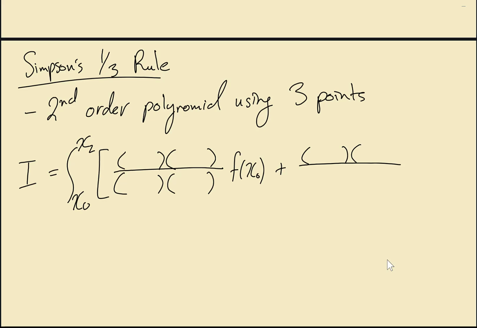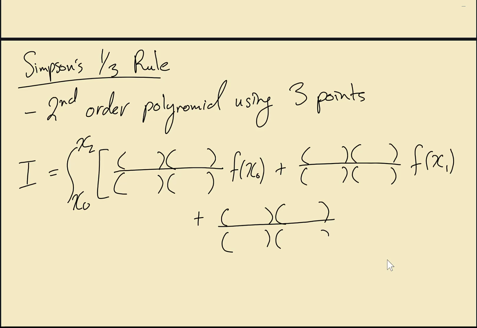And we have a second point here, so the second weight and the second point, x1. And then we also add the third point, so f of x2 in this case. If you remember, on the top left, we always had x, right? So x, x, x.